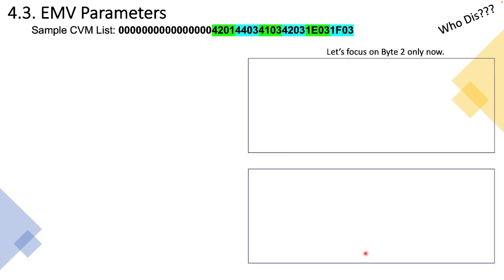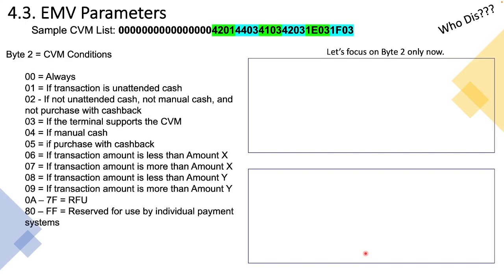All right, so let's have a look at byte 2, right? So byte 2 refers to CVM conditions. Remember, we don't convert byte 2 into binary, we use it explicitly. And here's a breakdown: 00 is always, 01 if transaction is unattended cash, etc., etc.